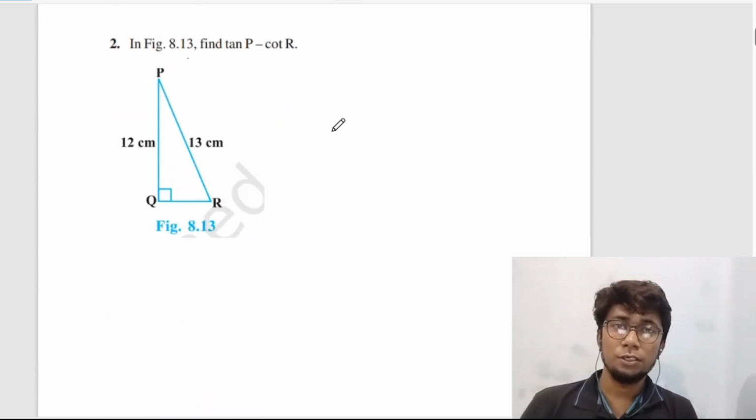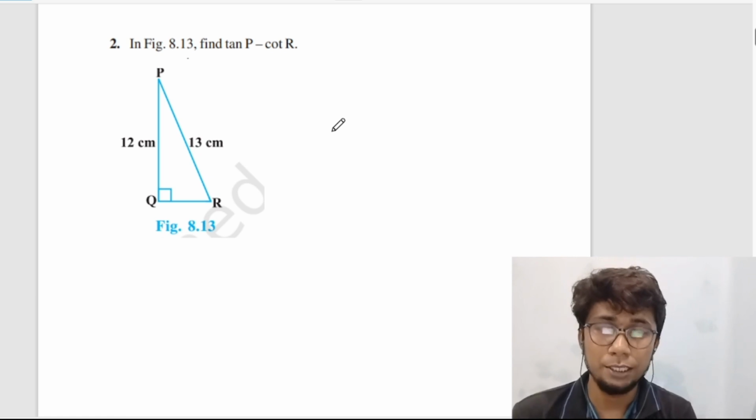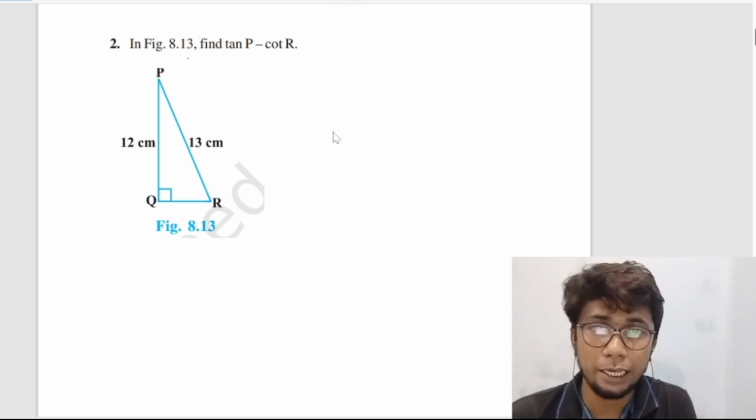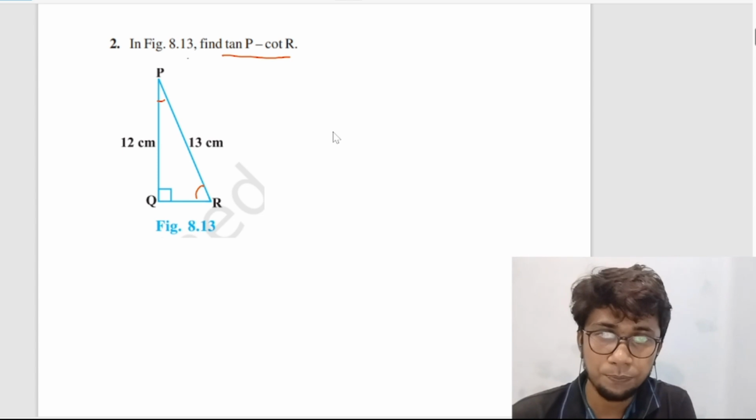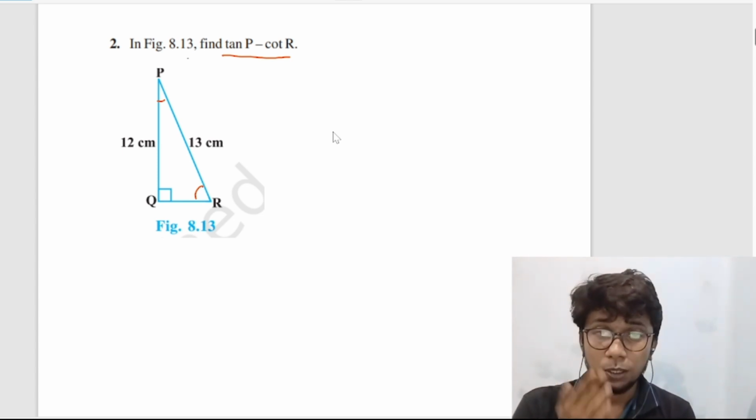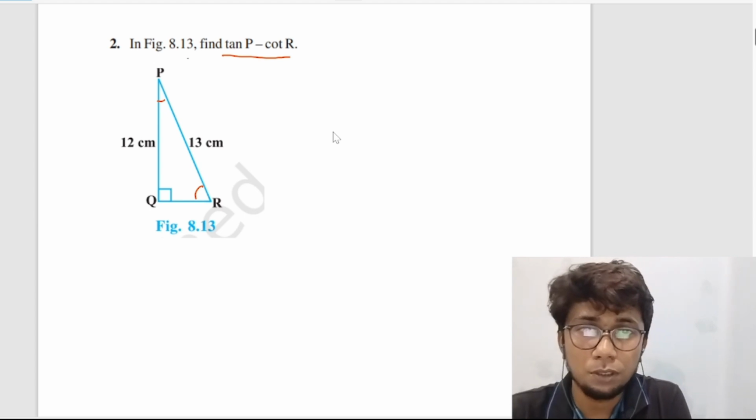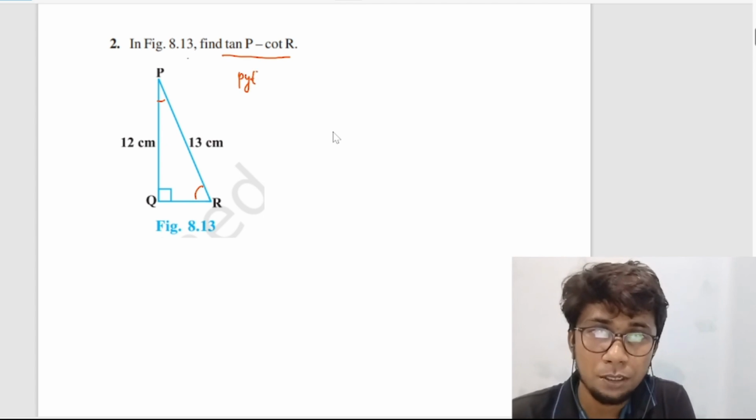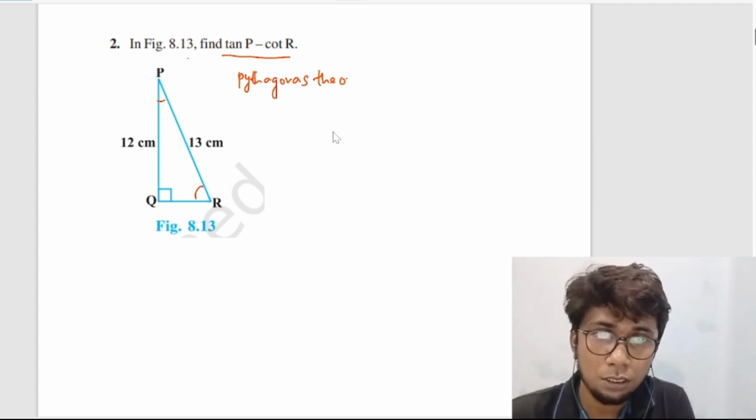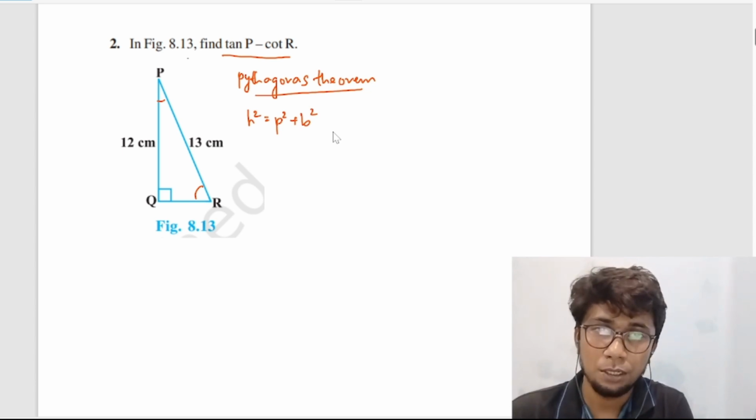All right, so in the given figure we have to find tan P minus cot R, where P is this angle and R is this angle. Fine. So again we'll use Pythagoras theorem here, to find this QR, that is unknown side. And what is Pythagoras theorem? It is h square equals p square plus b square. Here hypotenuse is 13. So 13 square is what? 169.